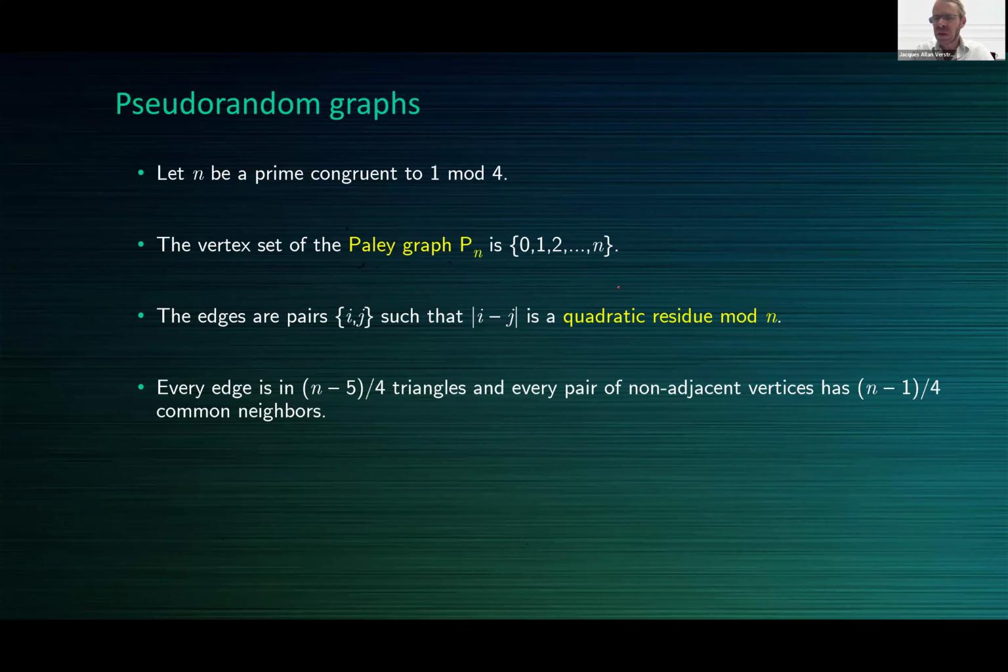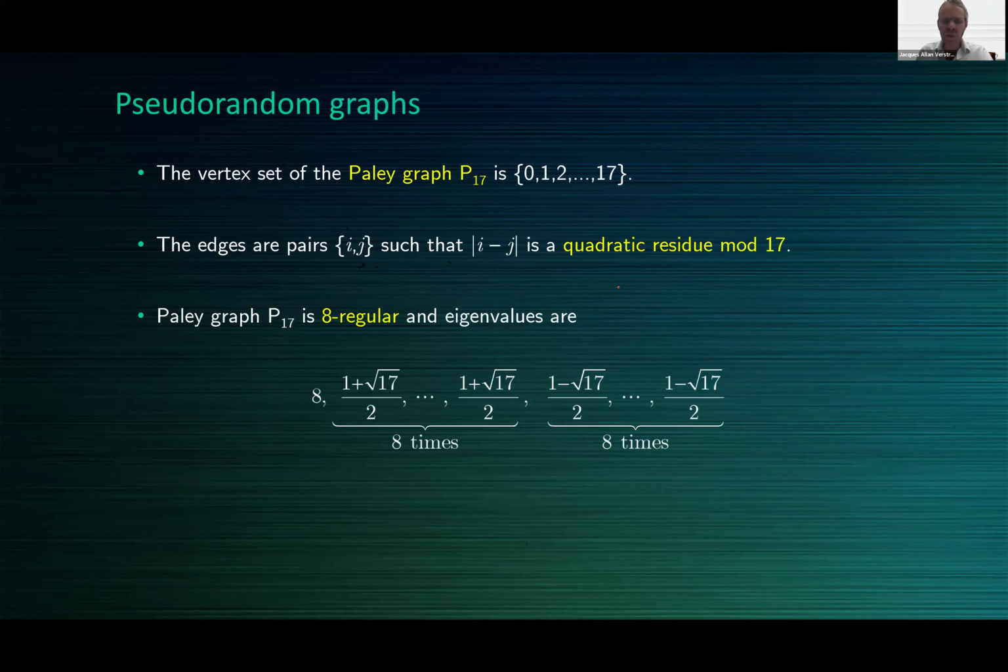These two statistics actually imply that this graph is what is called a strongly regular graph. And what's nice about this is if I've told you how many common neighbors pairs of vertices have, I can write that as a polynomial equation in the adjacency matrix, and thereby immediately determine the eigenvalues of the adjacency matrix. And so that's exactly what you can do for this Paley graph. Say P17, let's do an example. For some reason, I keep writing the numbers from 0 up to n.